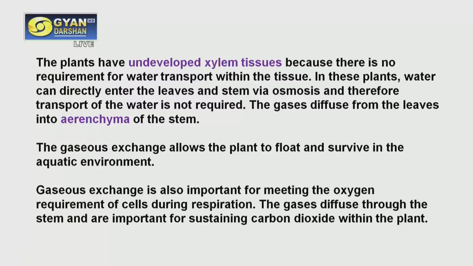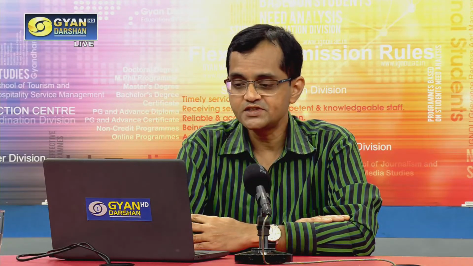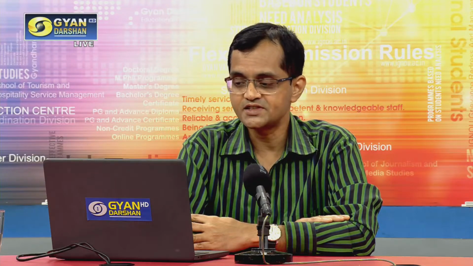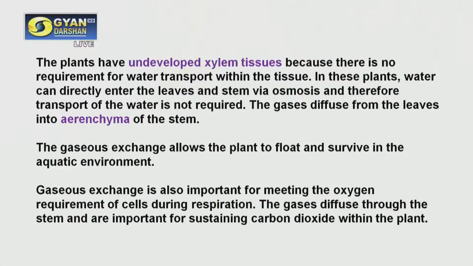And the gases diffuse, and that is why, again I repeat, they have the aerenchyma, that is, the air space, which facilitates gaseous diffusion or gaseous exchange. Gaseous exchange is also important for meeting the oxygen requirement during respiration. The gases diffuse through the stem and are important for sustaining carbon dioxide within the plant, because they have to carry out photosynthesis. And for that they need this kind of gaseous diffusion.